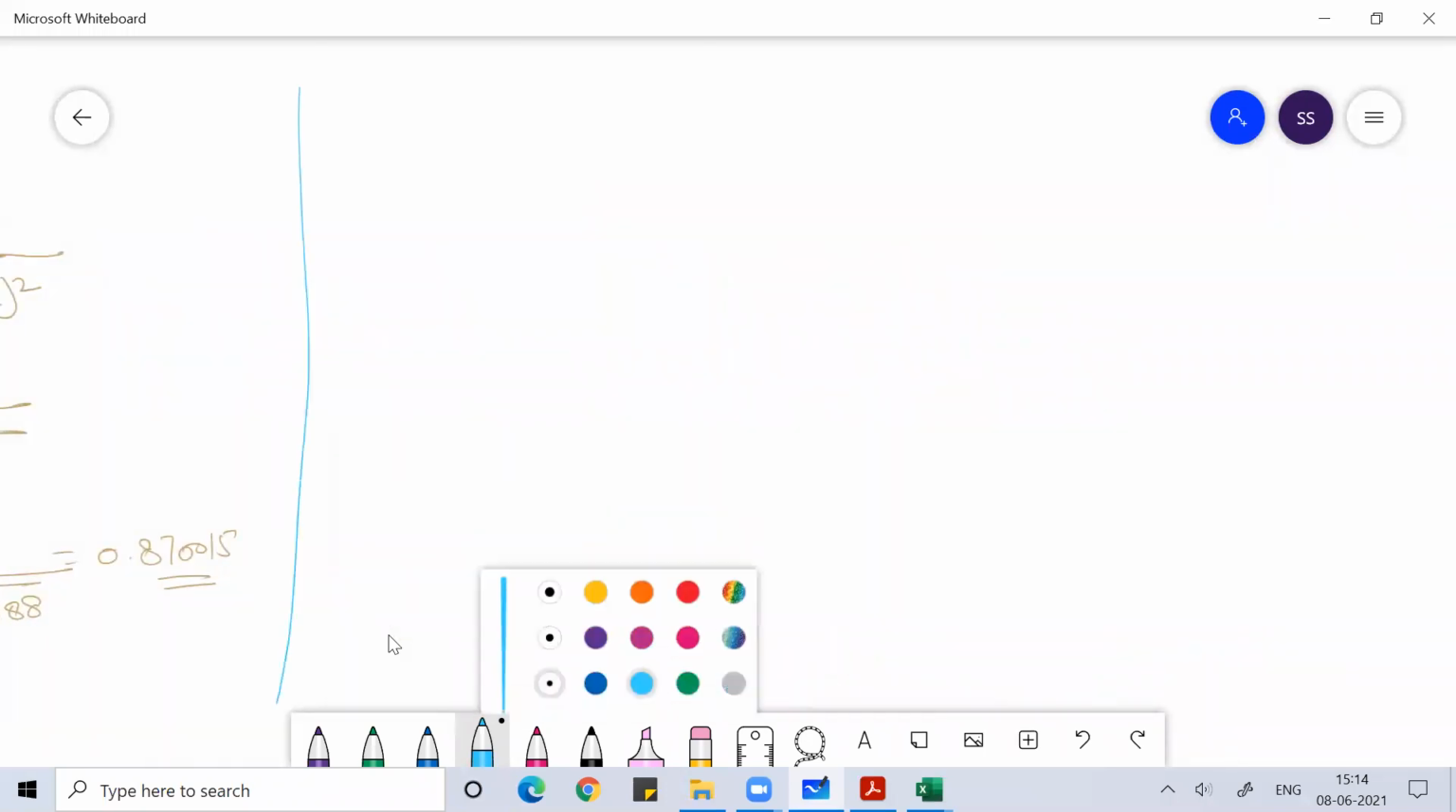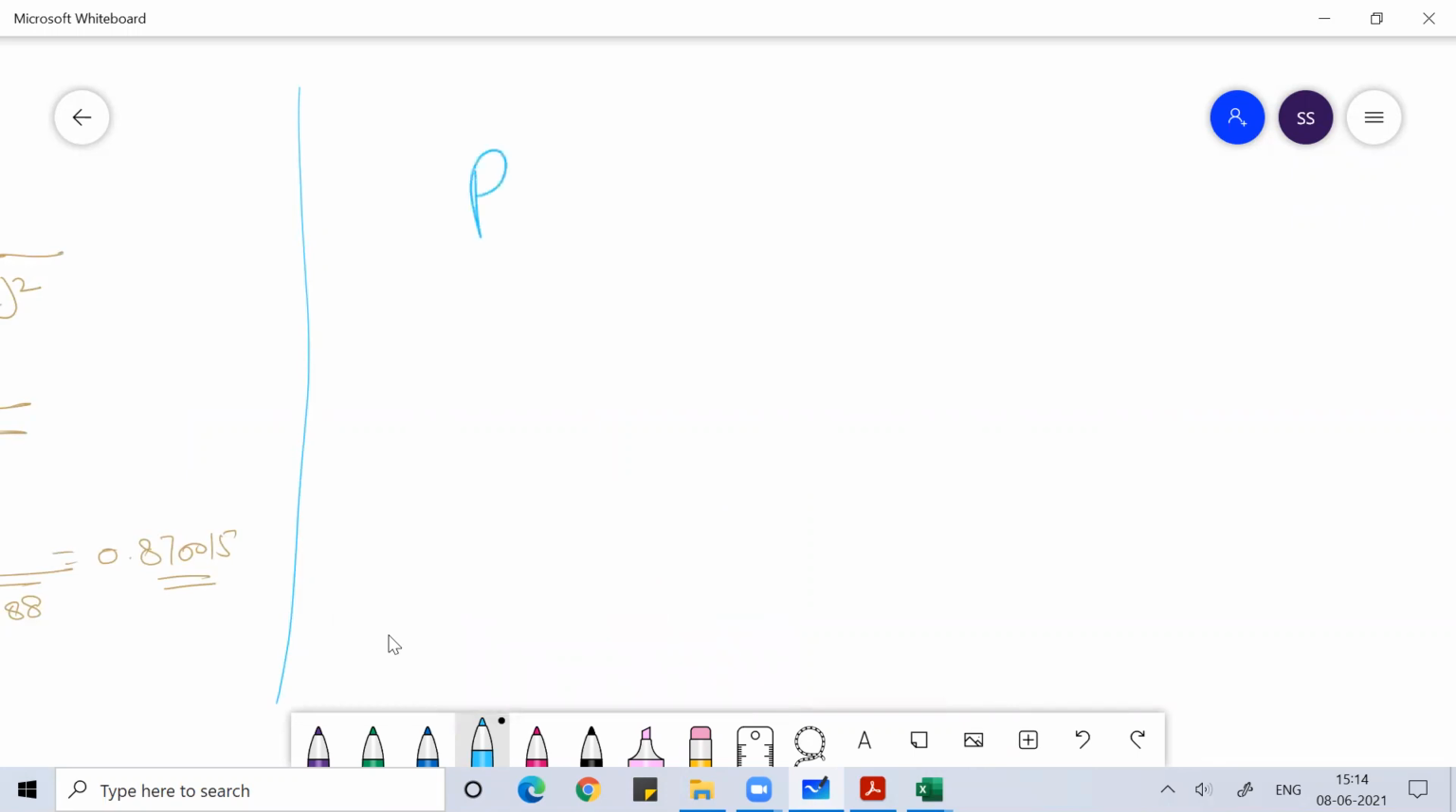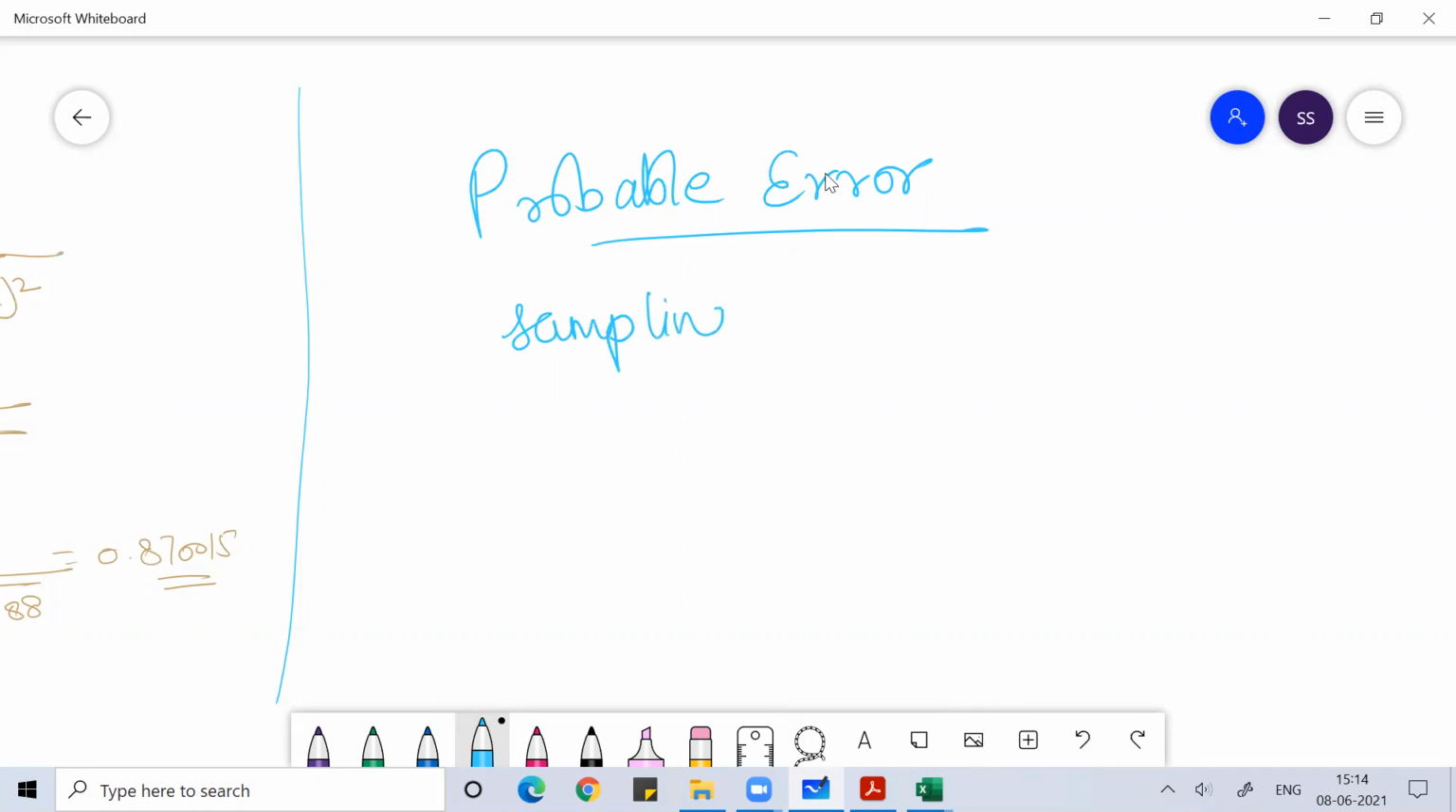So any question, anyone? So the next thing we can find is called probable error. Whenever they ask you to find the value of r and interpret your answer, two kinds of errors you can get, guys. It can be sampling error, it can be probable error. The formula of sampling error is basically (1 minus r square) by root n. This is the sampling error formula.